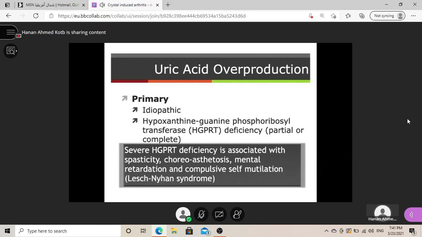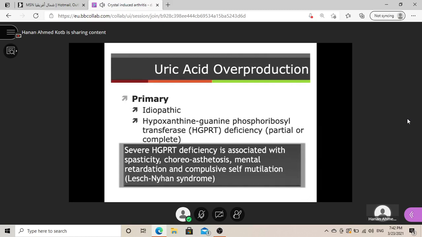It's usually associated with spasticity. It develops during early infantile years, characterized by hyperuricemia and hyperuricosuria. Uric acid is being excreted excessively in the urine. Uric acid crystals are deposited in the central nervous system. Manifestations are mainly neurological in the form of spasticity, choreoathetosis, involuntary movements, mental retardation, and compulsive self-mutilation. And this deficiency is called Lesch-Nyhan syndrome.